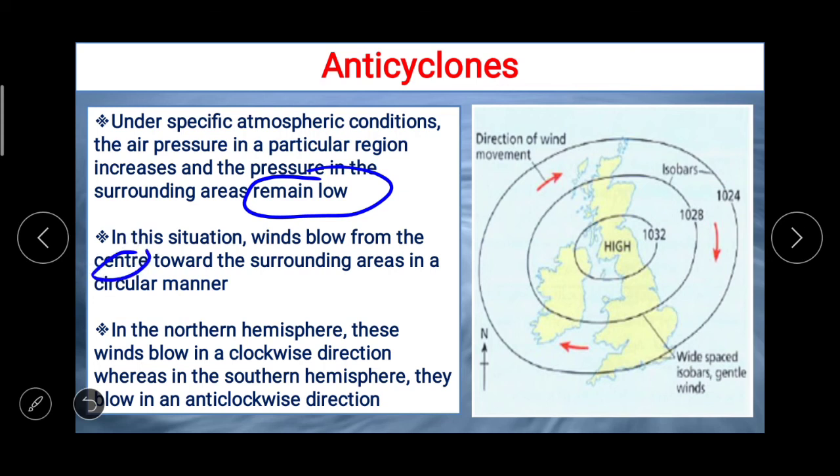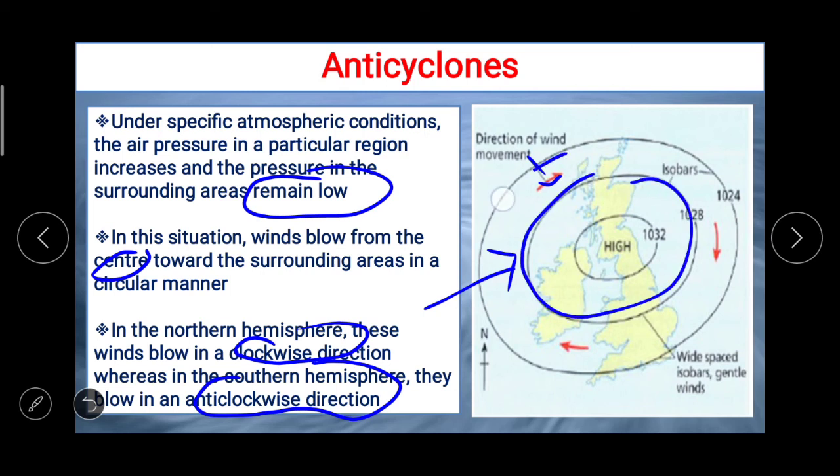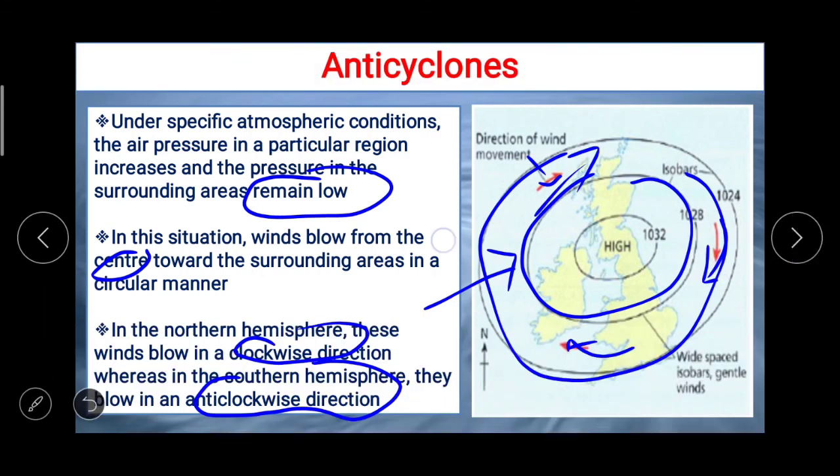So in this situation, winds blow from the center towards the surrounding areas in a circular manner, and in the northern hemisphere these winds blow in a clockwise direction, whereas in the southern hemisphere they blow in anti-clockwise direction. Here now in the figure you can easily see how it forms. Direction of wind movement, this one, and wind, you can see this here, how it is going in the direction.